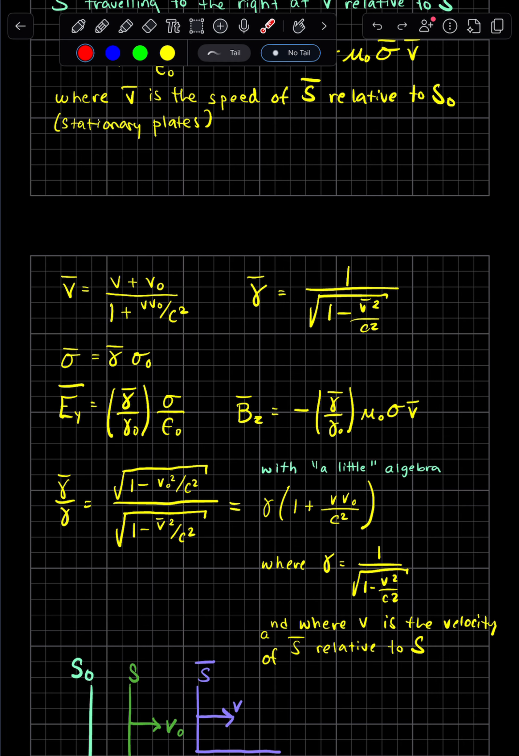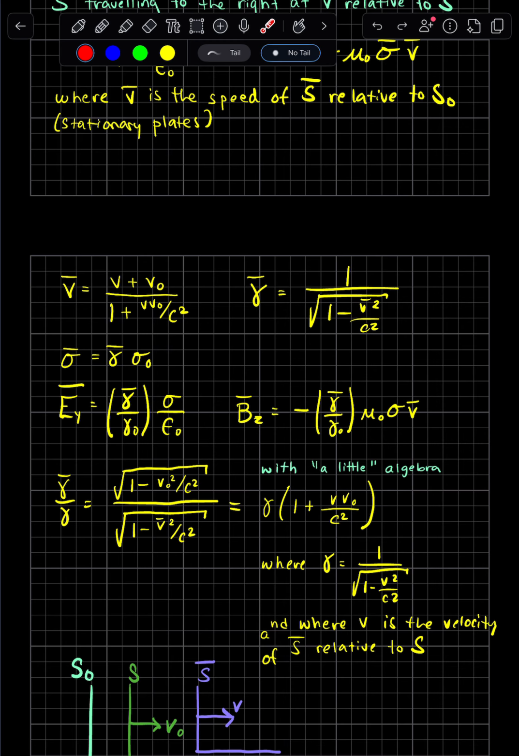but it is not exactly a little algebra. You have to substitute in this formula for v bar here. You have to do a bunch of multiplication and refactorization. But just take my word for it that it comes out to this formula, where gamma is 1 over the square root of 1 minus v squared over c squared. Okay. Now, what did we just do here?